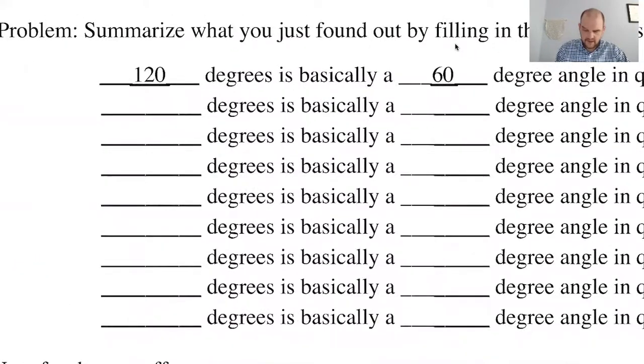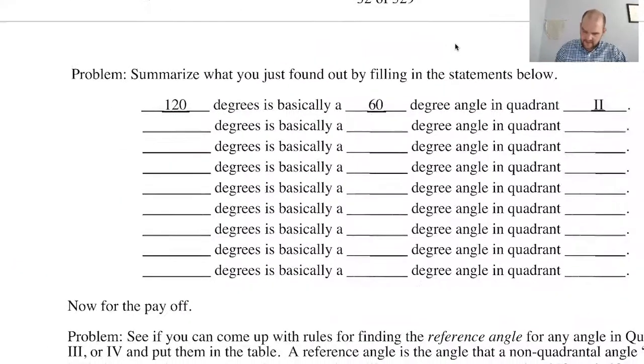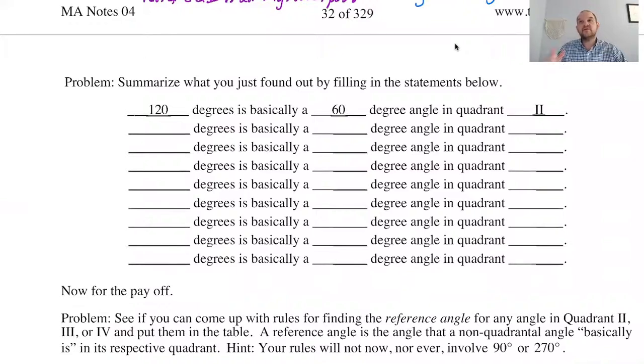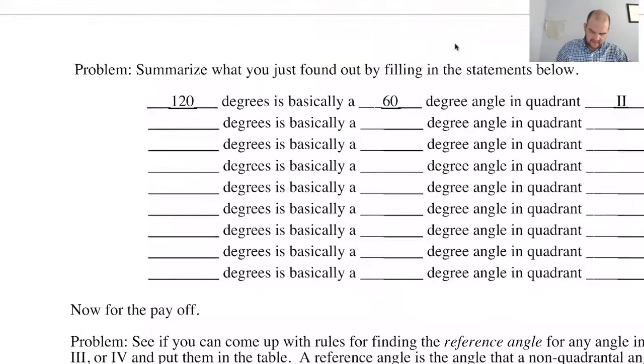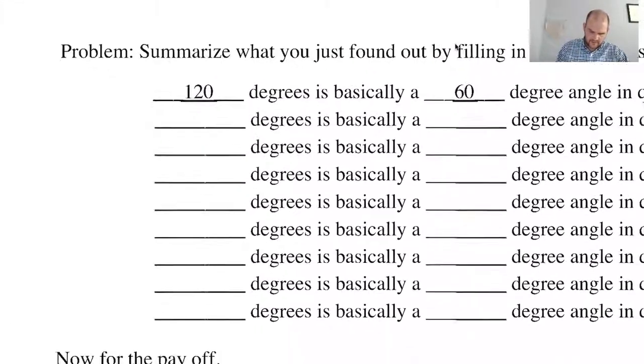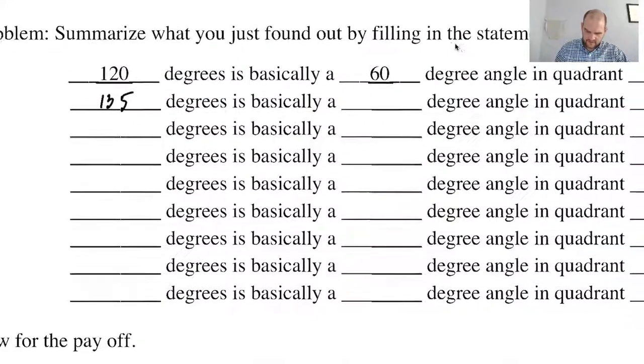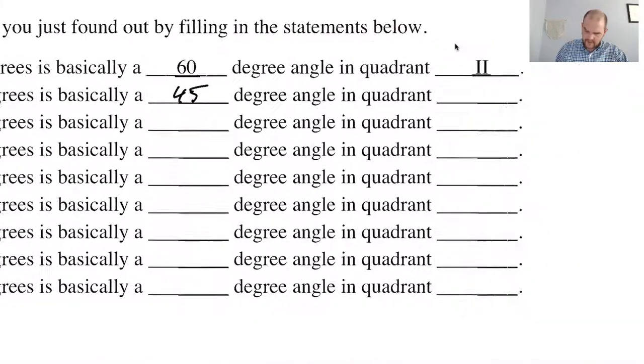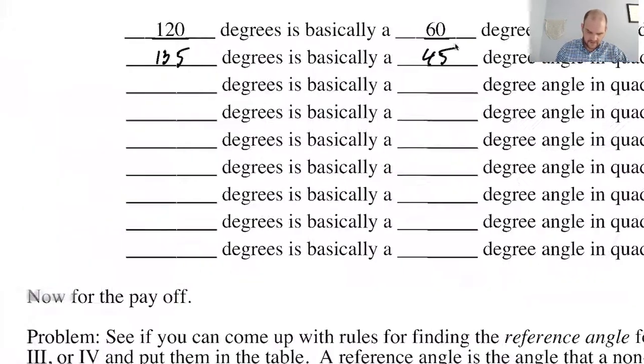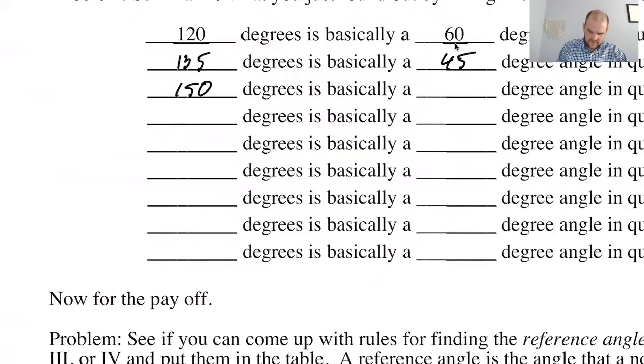That's not great. All right, so 120 degrees is basically a 60-degree angle in quadrant 2, because you're 60 degrees short of 180 and you're measuring to the closest part of the x-axis, and that is the negative x-axis. So you're 60 degrees short of where you want it to be. So the next angle that we're interested in is 135 degrees. And 135 degrees is basically a 45-degree angle, and that is also in quadrant 2. I'm going to do the quadrants last. And then 150 degrees is basically 30. We skip 180 because it's quadrantal, and it's not in a quadrant, and it doesn't have a reference angle.